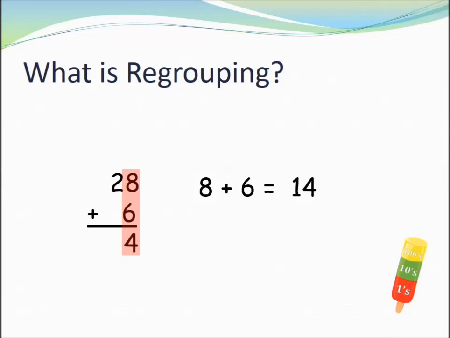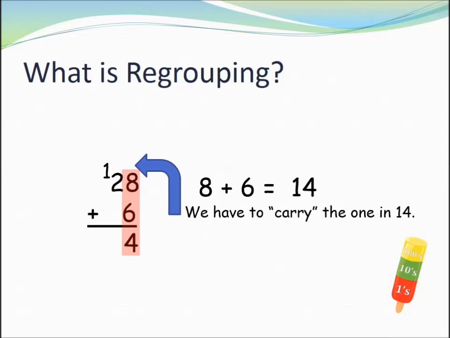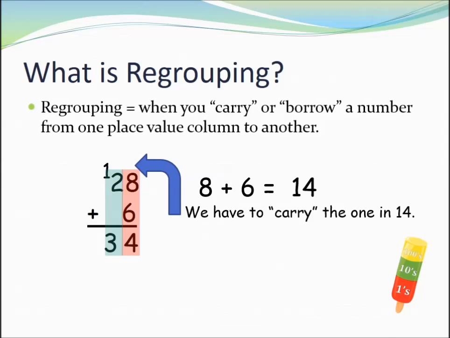And then we're normally told that we have to carry the 1, which goes to the next column over, which is the tens column. Once we carry it over to the tens column and we add that column, we now have 34. We had to regroup to get this answer. When you regroup, you carry or borrow a number from one place value column to another, which is what we just did with this example.